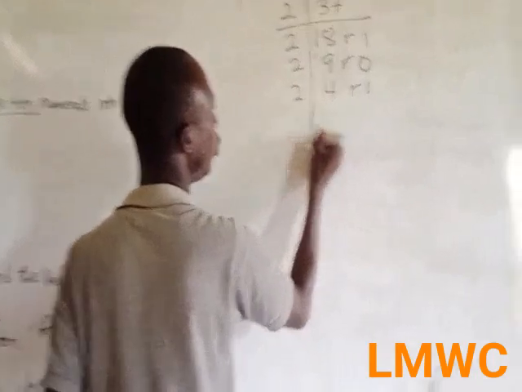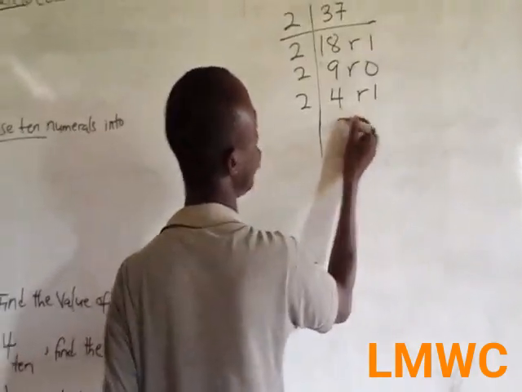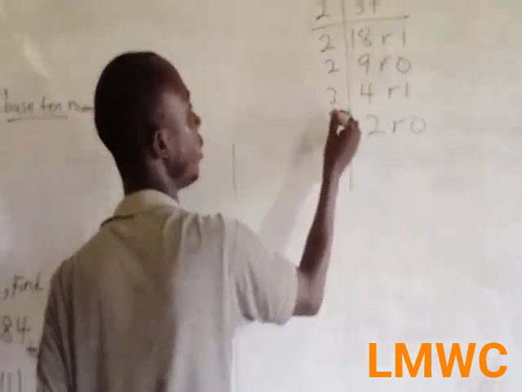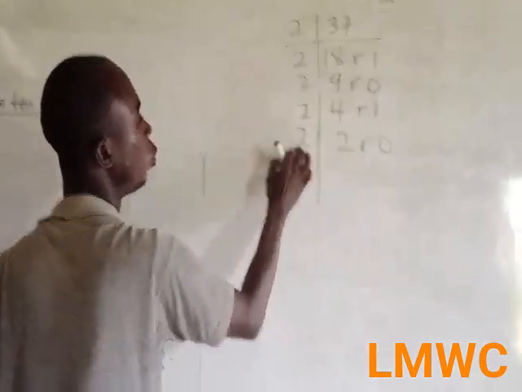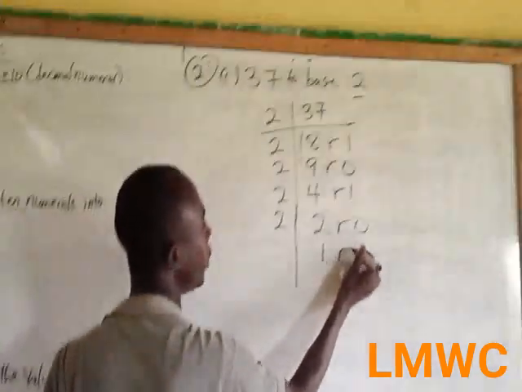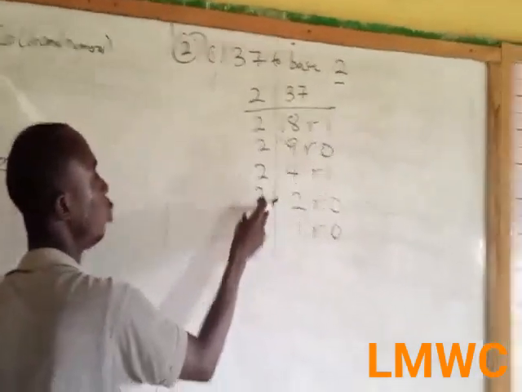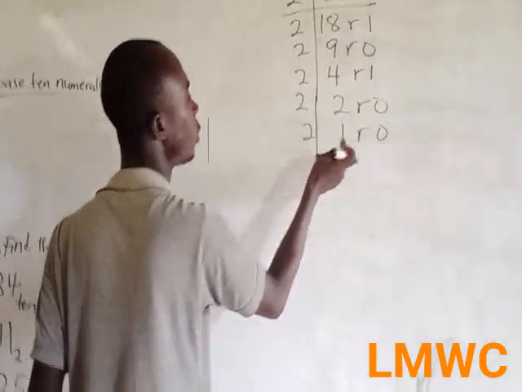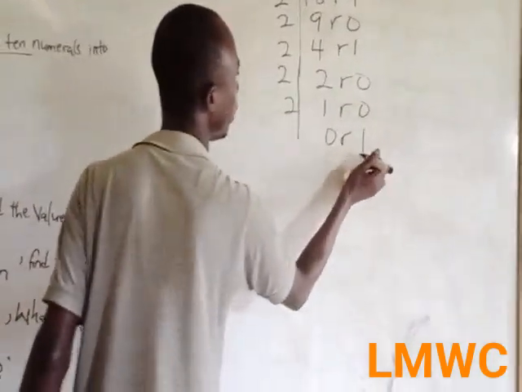2 goes into 4, how many? 2, remainder 0. Still, we can divide this one. Base 2 can divide. 2 goes into 2, 1, remainder 0. 2 goes here. So you write your 2 here. 2 goes into 1, 0, remainder 1.